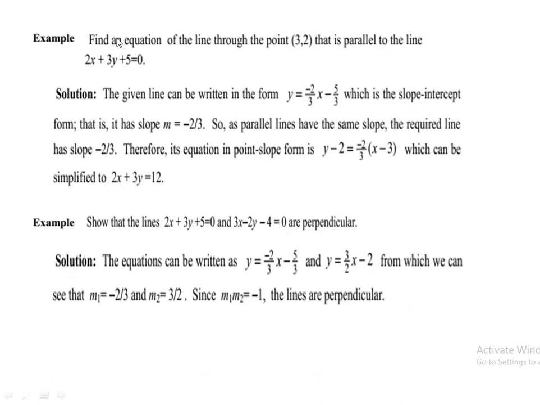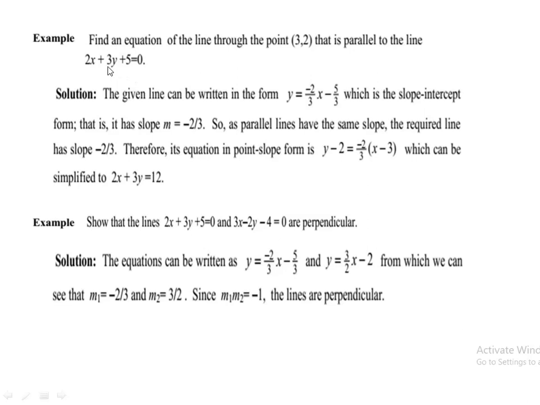Example: find the equation of the line passing through the point (3, 2) that is parallel to the line 2x plus 3y plus 5 equals 0. Here we need to find the equation of the line which passes through the point (3, 2) and is parallel to the line 2x plus 3y plus 5 equals 0. Since we have a line L, we need to find another line which is parallel to it.